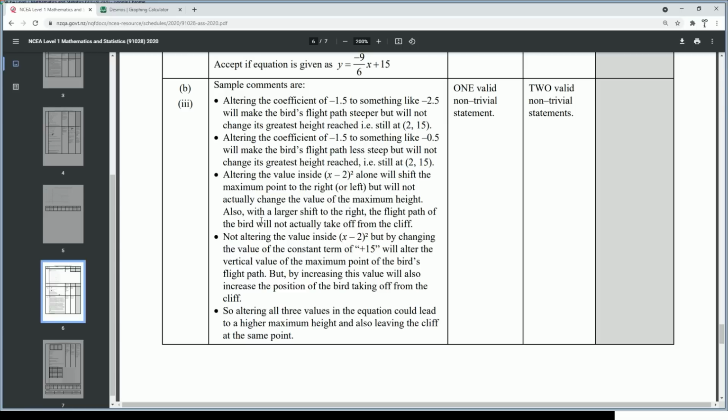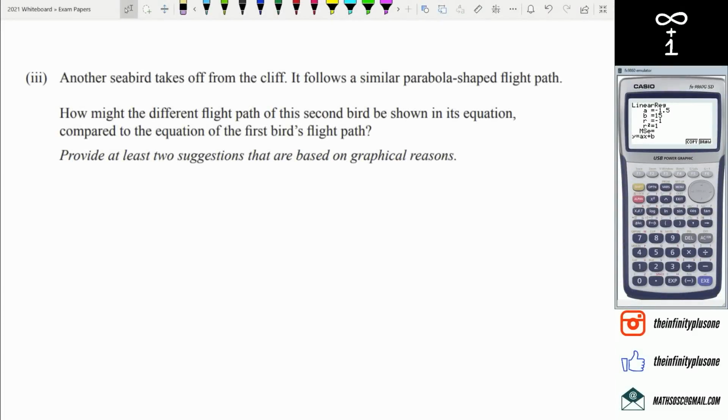Don't know why, but this is what tables, equations, and graphs has become. It's becoming more about elaborating your graphs than actually finding the graphs. So yeah, that's basically what it is for this question. 2 statements gets you a merit and 1 statement gets you an achieved. So moving on to the next question.